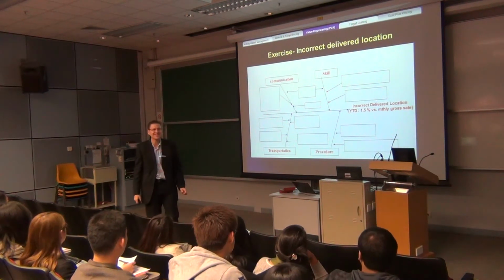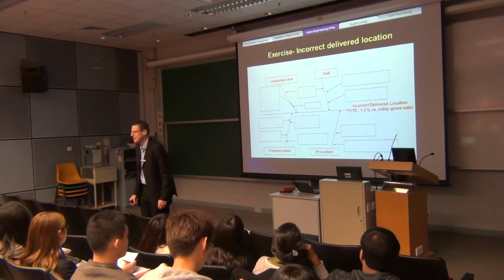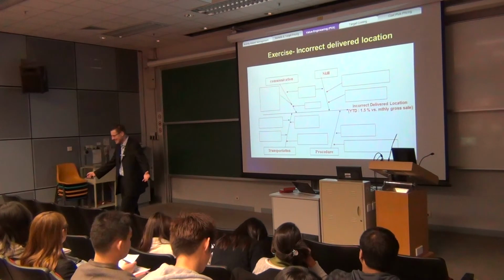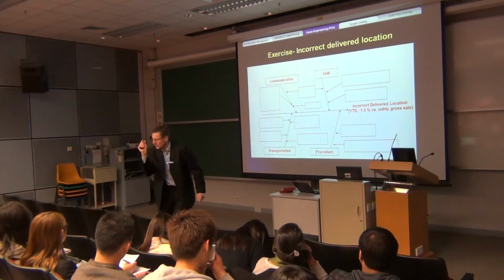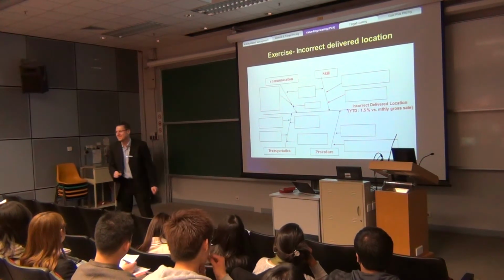1.5% incorrect delivered location. Okay, out of 1,000 deliveries, 15 went to the wrong shop. It happens. Okay? Look, if you're managing real operations, there's always a percentage of things that happen out of your control. You've got to fix them. That's your job.